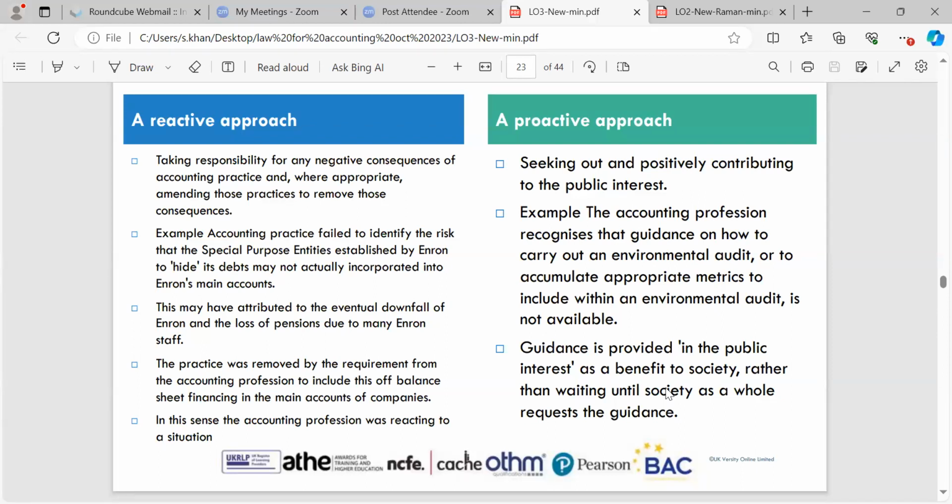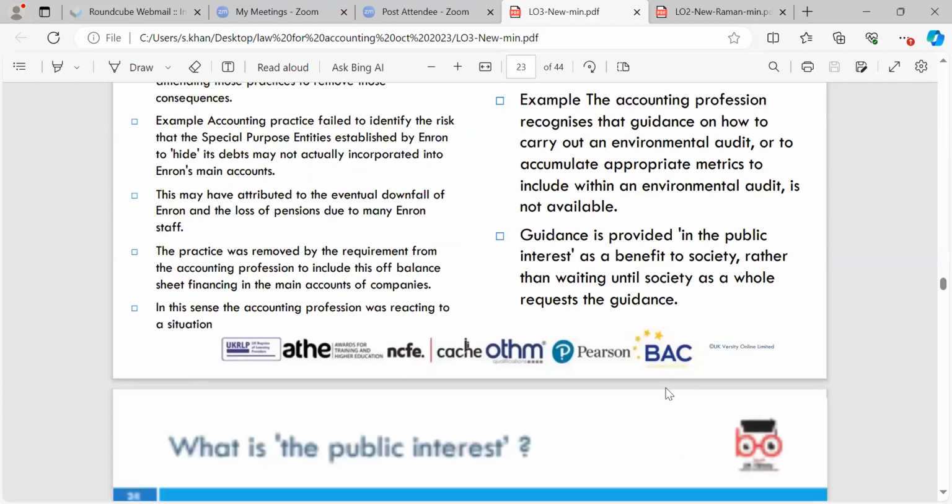A proactive approach is seeking out and positively contributing to the public interest. An example would be the accounting profession recognising that guidance on how to carry out environmental audit, or to accumulate appropriate metrics to include within an environmental audit, is not available.